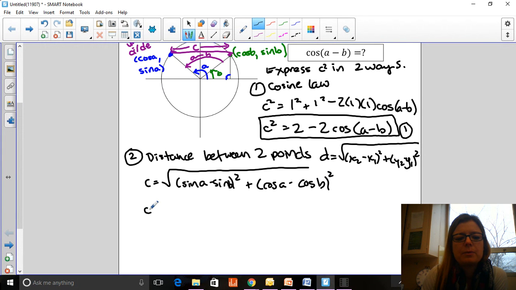If we square C, we just get rid of the square root. So we have sine A minus sine B squared plus cos A minus cos B.